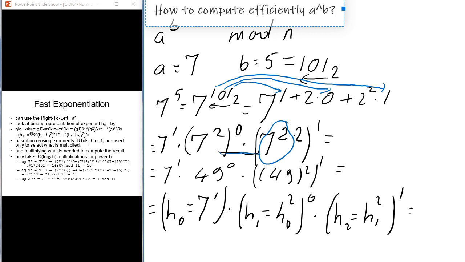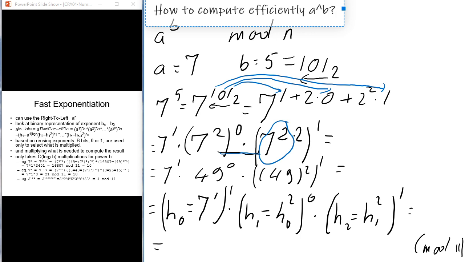Note that the exponents here, 1, 0, 1, don't correspond to multiplications. They are used just to select whether the corresponding term comes into the multiplication or not. So they don't make the algorithm less efficient. We are going to work modulo 11 from this moment on, to see how it goes all the way to the end.